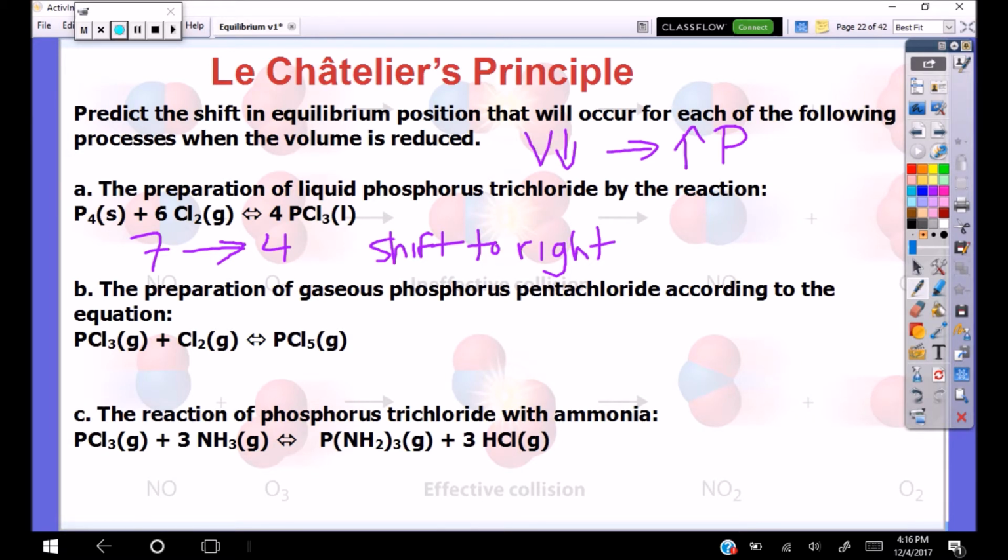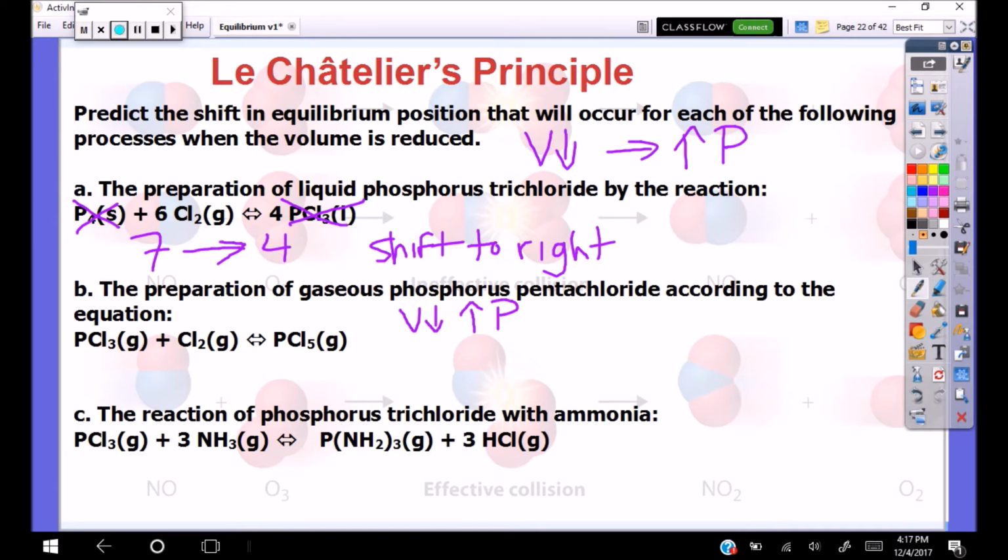Now you have to just remind yourself that solids and liquids aren't in the equilibrium expression, so while we'll see a shift to the right, we'll be able to notice the gas disappearing, but we may not be able to tell that the liquid is going up in concentration just because the concentration is already very large. Okay. Preparation of gaseous phosphorus pentachloride according to the equation below. This one's tricky because we have all gases. So if we decrease the volume, remember that a decrease in volume results in an increase in pressure. Which way is this one going to shift?